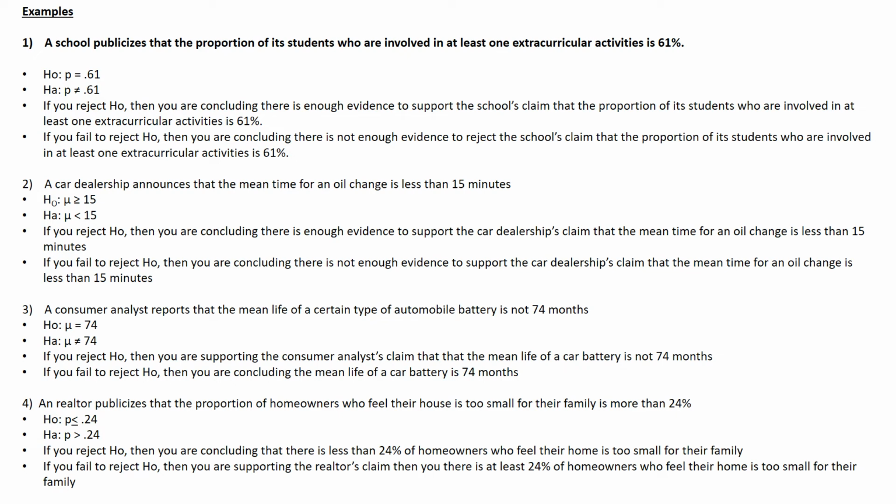A realtor publicized proportion of homeowners who feel their house is too small for them is more than 24%. That's on the alternate because it's greater than, more than 0.24, which means the null hypothesis, the equality statement, is less than or equal to 0.24. If we reject the null hypothesis, then we're saying we conclude there's more than 24% of homeowners who feel their home is too small for them. If we fail to reject it, then we're not supporting the realtor's claim; there's at most 24% out there.